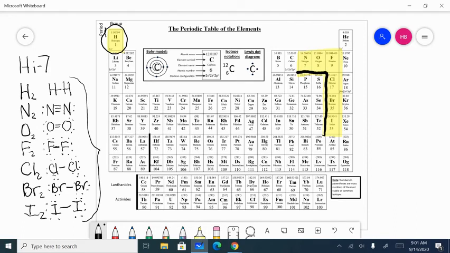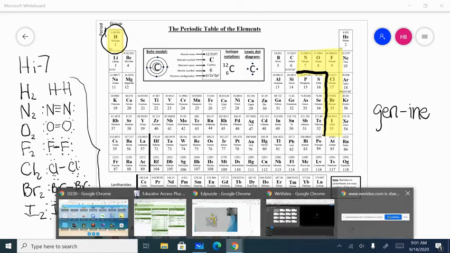Sometimes they're also called Janine molecules, meaning that any of the elements that end in GEN or INE are diatomic elements. So there's a couple different ways for you to remember them. High 7 is easiest for me, Janine or Brinkelhoff. So that's our lesson on diatomic elements.